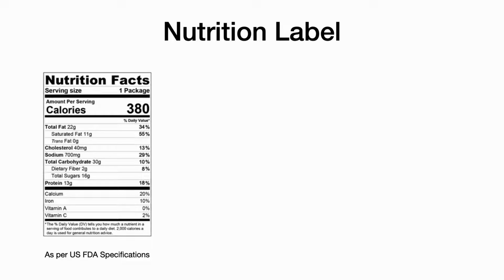So let's start off by taking a look at the current nutrition label design. This is an example of a nutrition label design as specified by the US Food and Drug Administration or FDA. It is a textual label that uses font styling such as font size and making text bold to emphasize important nutritional content of a food product.